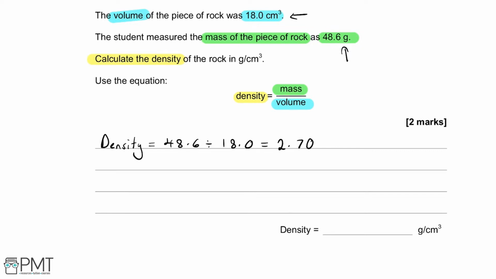We're going to put 2.70 as both of our values up here are 3 significant figures. So we want to give our answer to the same number of significant figures. However, answering with just 2.7 without the 0 on the end wouldn't lose you any marks. It's just something to note. So we can put the answer of 2.70 into the answer box.